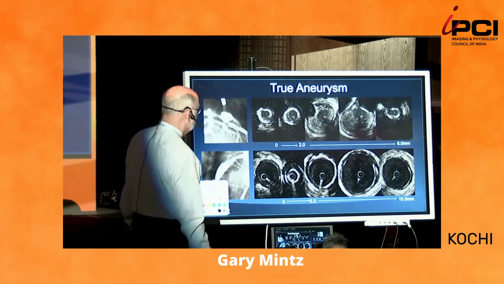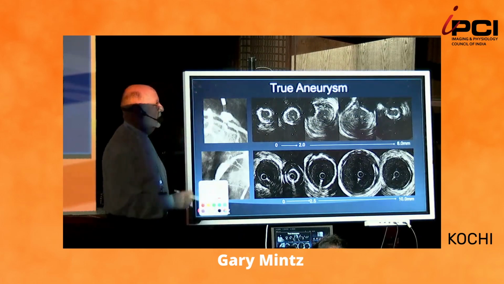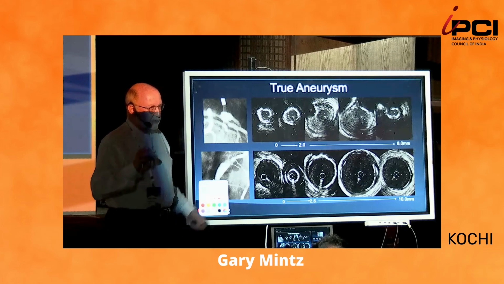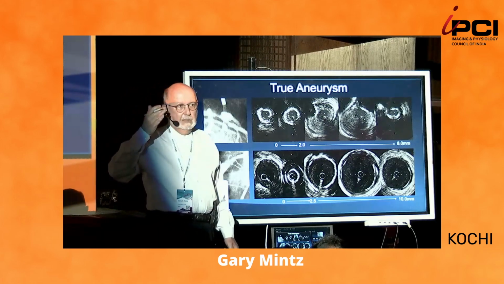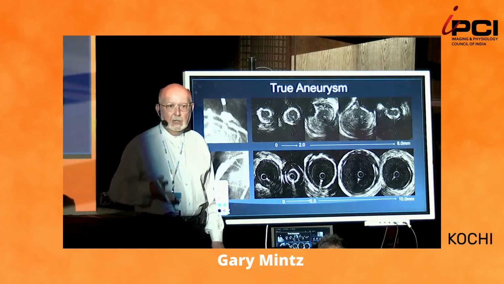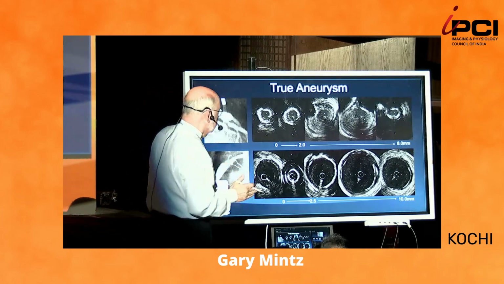This is a true aneurysm, a couple of them. True aneurysms, well, let me back up. Pseudoaneurysms, which is the only other thing you care about, only happen after a PCI has been performed, and they represent rupture of the vessel. True aneurysms are large.